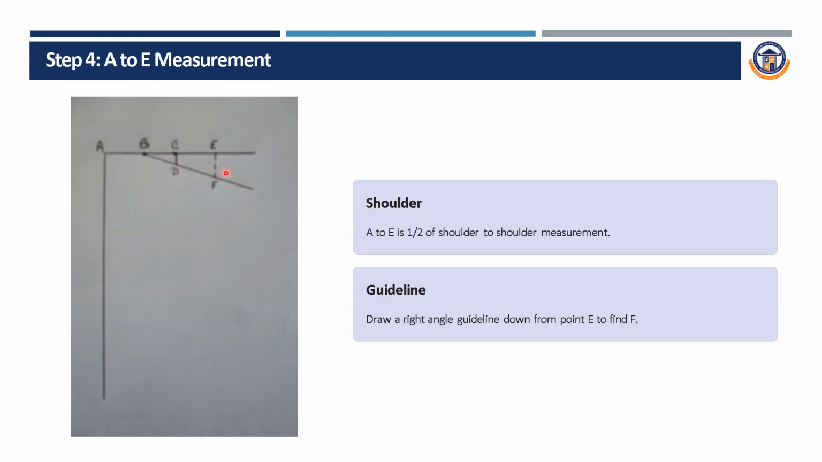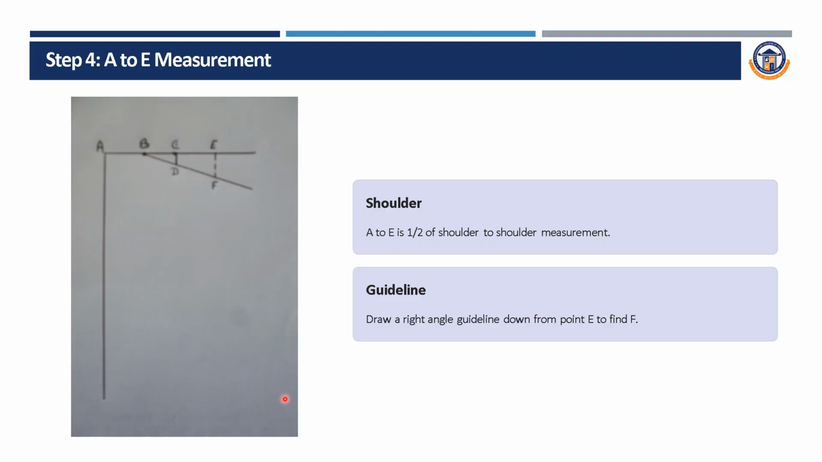In step 4, you will be measuring the shoulder width A to E. A to E is half of the shoulder-to-shoulder measurement. Suppose you have a 4 inch shoulder measurement, then half of the shoulder measurement is 2 inches. Like that you calculate and mark this A to E line.